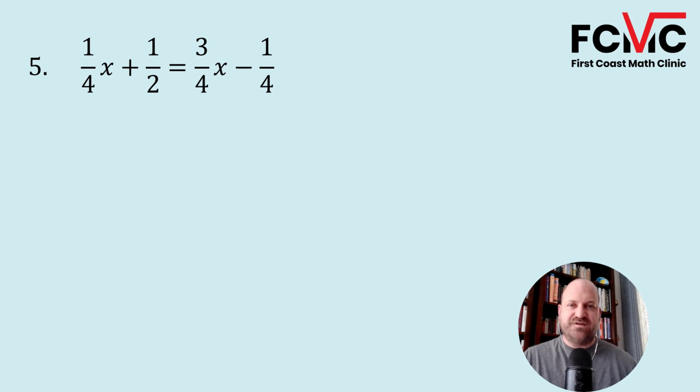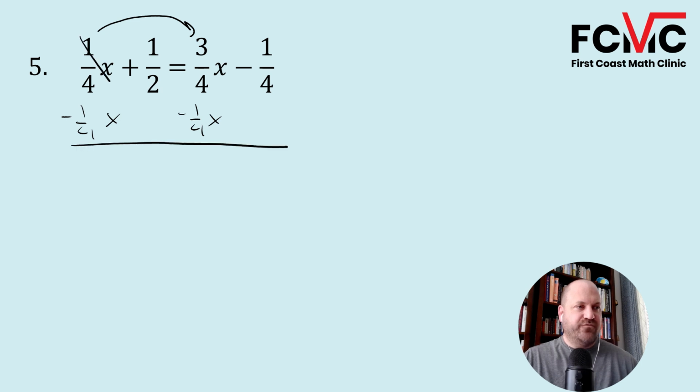Okay, so for our last example, I decided to put an example with some fractions in. So we've got 1/4 x plus 1/2 equals 3/4 x minus 1/4. So let's start by combining our like terms. I'm going to start with the 1/4 x and the 3/4 x. So I'm going to subtract 1/4 x and 1/4 x. So our 1/4 x cancels out on the left. So we're going to have 1/2 equals 3/4 minus 1/4 is 2/4 x minus 1/4.